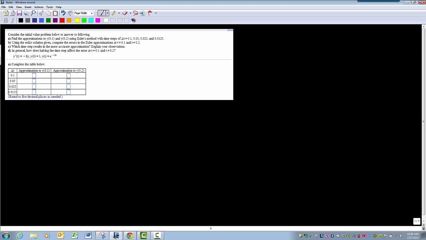Morning, Heather. So what we're going to do is take a look here at part A. Find the approximations to the original function at point 1. Okay, so that's what this is asking us.